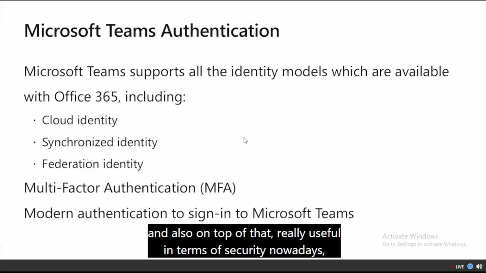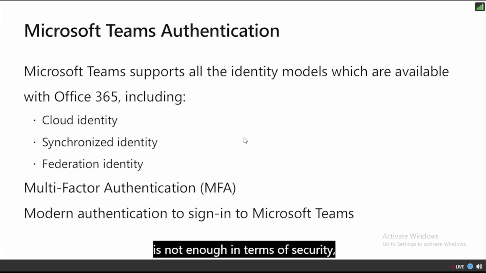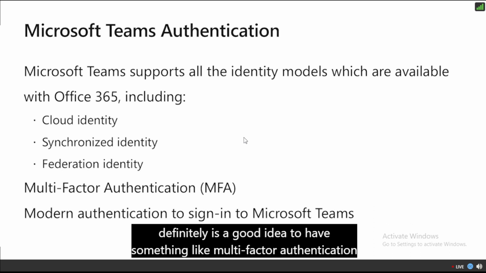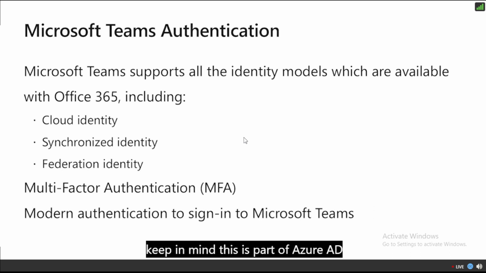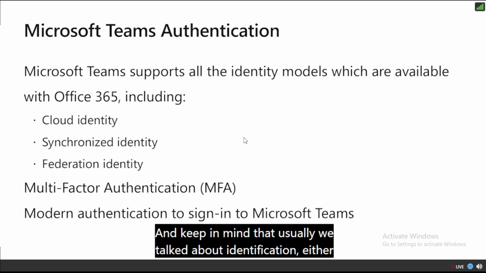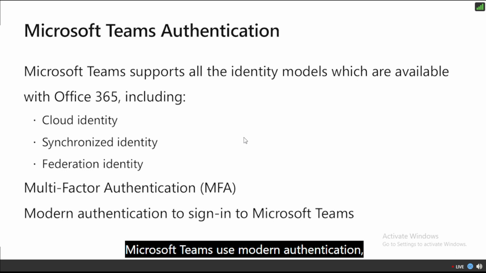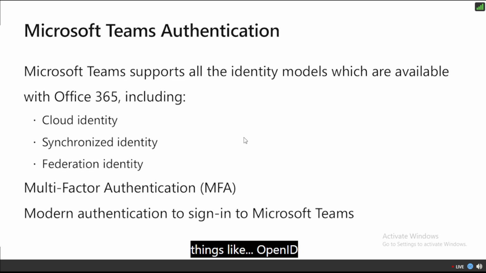Also, really useful in terms of security nowadays: having just one single factor to authenticate users, something like the password, is not enough. So it's a good idea to have something like multi-factor authentication. Keep in mind that as part of Azure AD, we also have things like MFA enabled by default. And when we talk about authentication, it's either legacy authentication methods or modern authentication. Microsoft Teams uses modern authentication, so we use things like SAML, OAuth, and OpenID for authentication workflows.